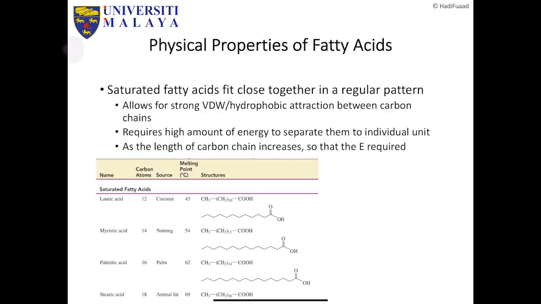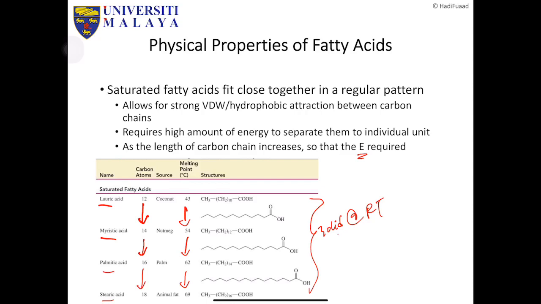Saturated fatty acids fit close together in a regular pattern, thus allowing for a strong van der Waals or hydrophobic interaction between carbon chains. It requires a high amount of energy to separate them into individual units. And as the length of the carbon chain increases, so does the energy required. So as an example, if you look at lauric acid, palmitic acid and stearic acid, as the carbon chain lengthens, you can see the melting point also increases. So all of these are actually solid at room temperature, because of the strong energy.